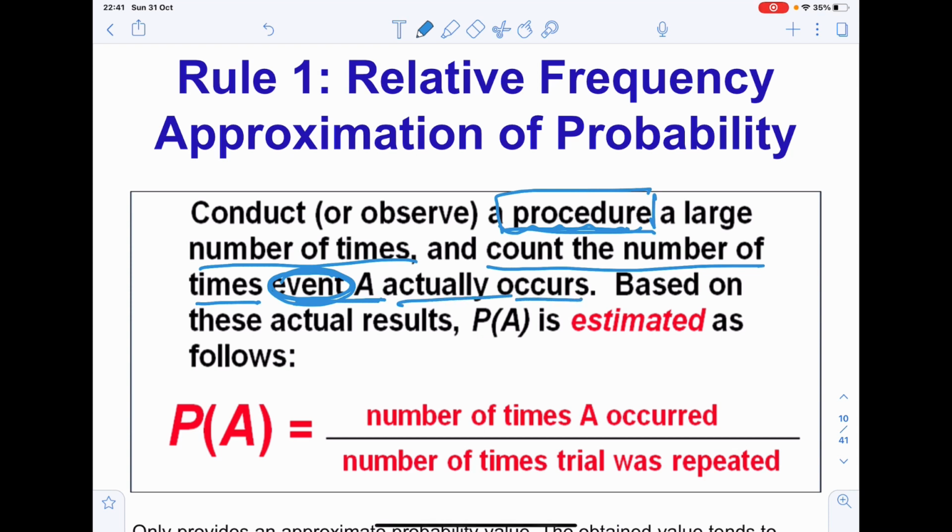So we will repeat the procedure or the experiment a large number of times, and each time we will see how many times event A appears. After that, we have to find out the probability of A. How can we find the probability of A? We will estimate this probability of A by using this rule. What is the rule? The number of times A occurs, which you counted, over the number of times the trial was repeated, how many times you did the procedure or the experiment.